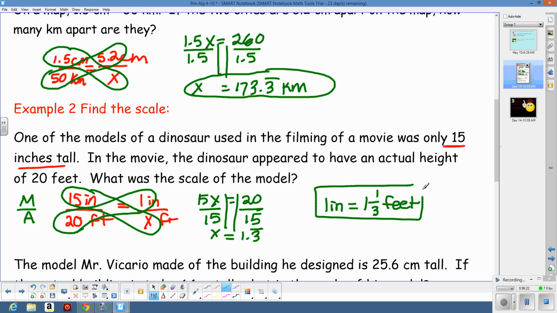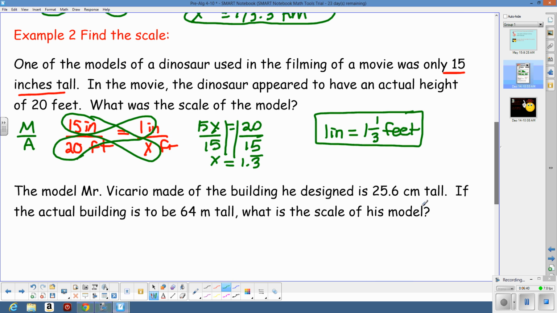So again, what we did is we wrote down the model measurement over the actual measurement, and then we went to figure out what 1 inch was going to equal in feet, and we solved the proportion to find out that 1 inch equals 1 1/3 feet. You may want to pause the video and try the next one on your own.